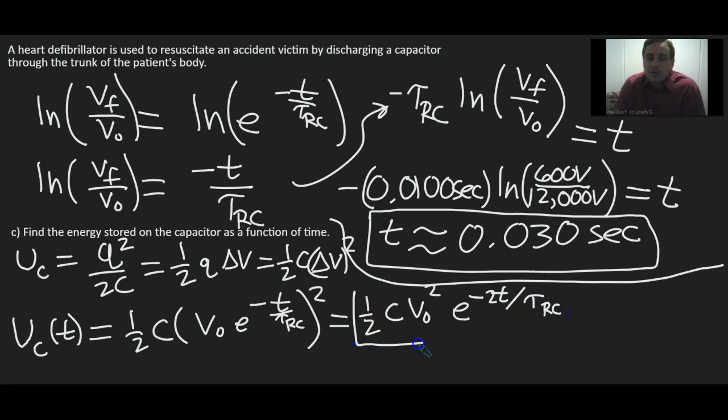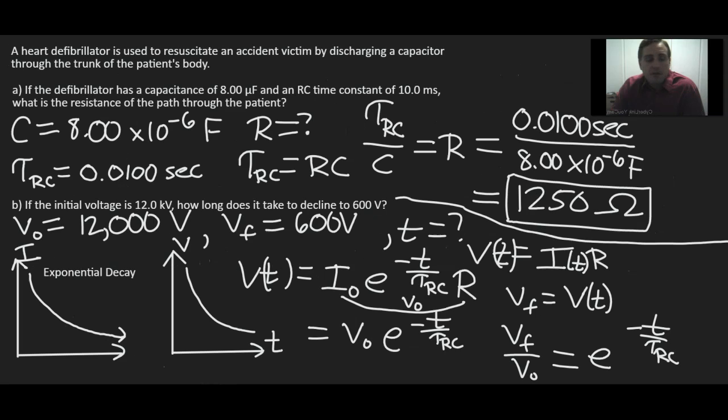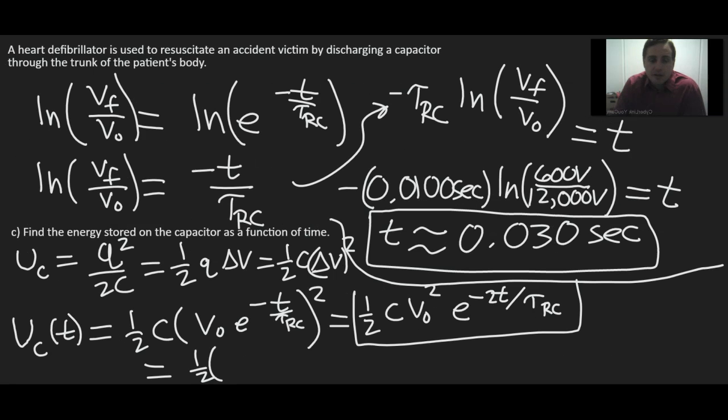Okay. So that's fine for an answer if we want it general, but let's put the numbers in. So this is 1/2. The capacitance was, I think it was 8 microfarads. Yes, 8 microfarads. So this is 8 times 10 to the minus 6 farads and then the V initial was 12,000 volts. We have to square that. And then e to the minus 2t over, and then tau RC, remember, is 0.01.